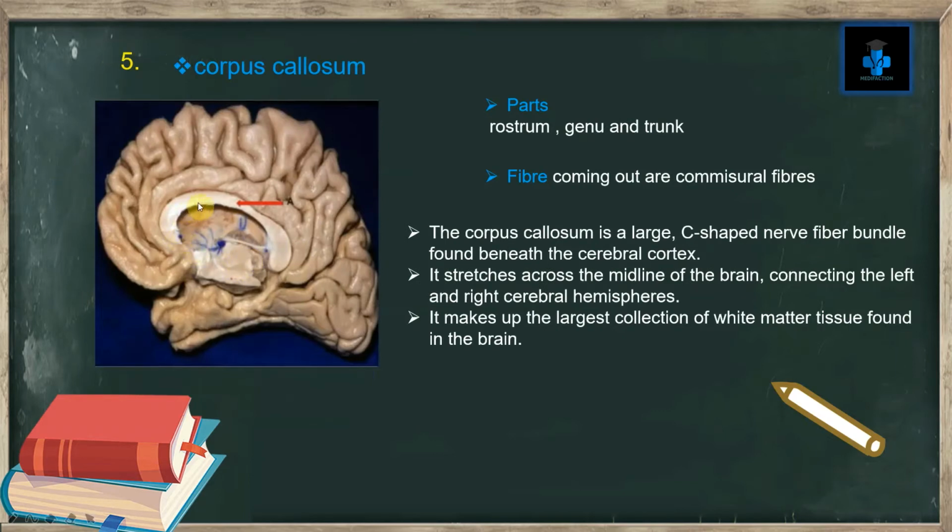Spotter number 5, the corpus callosum. Parts of the corpus callosum are a rostrum, a genu, and a trunk or body. Fibers coming out are commissural fibers. The corpus callosum is a large C-shaped, as you can see here, nerve fiber bundle found beneath the cerebral cortex. It stretches across the midline of the brain, connecting the left and right cerebral hemispheres. It makes up the largest collection of white matter tissue found in the brain.